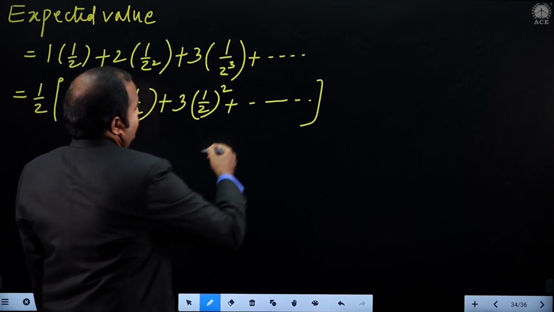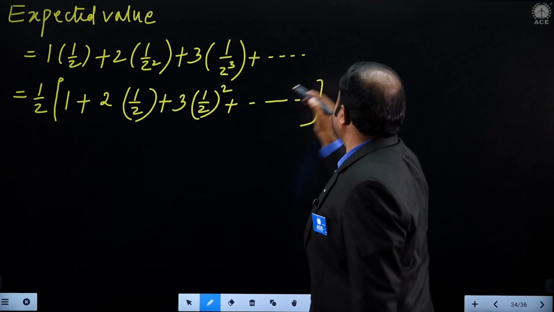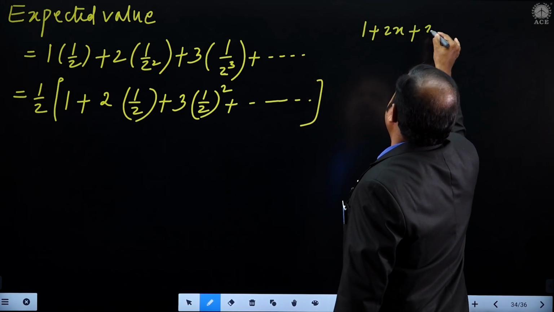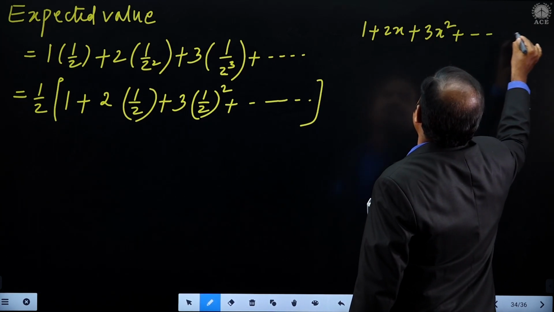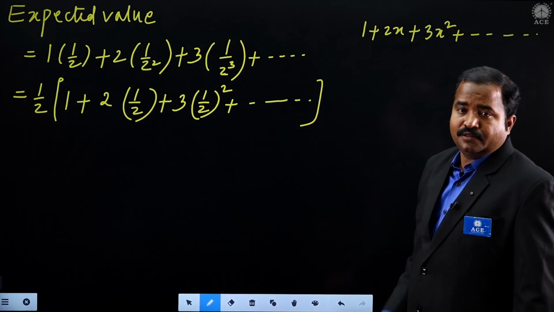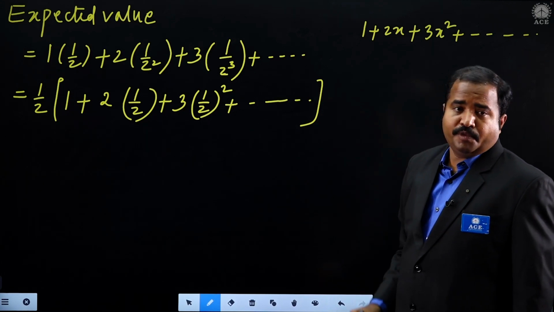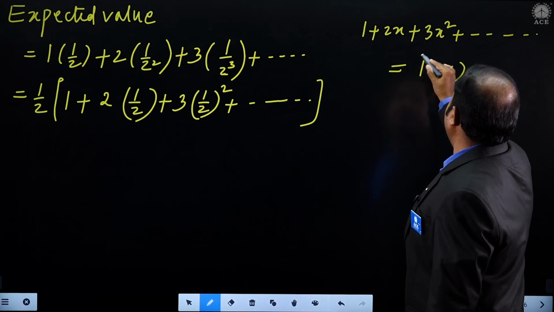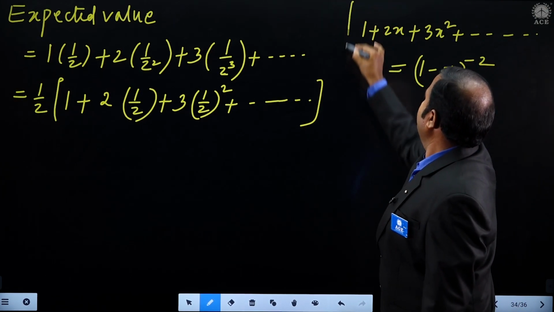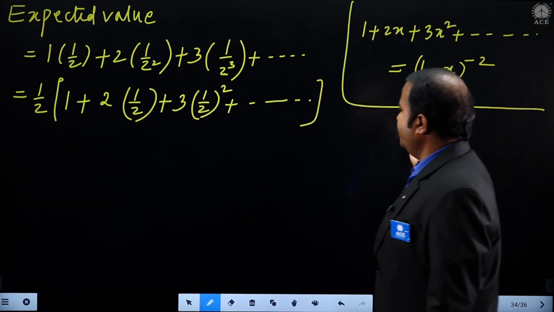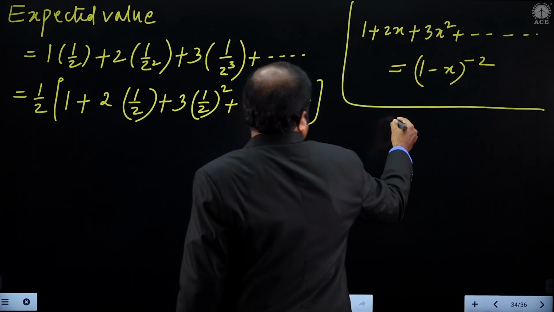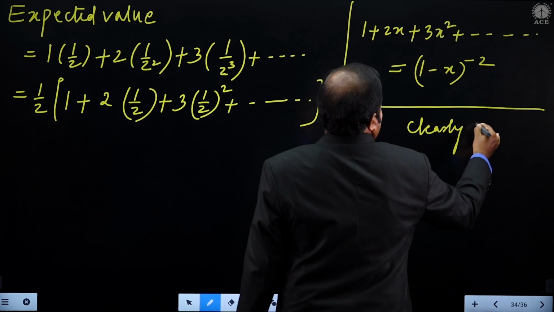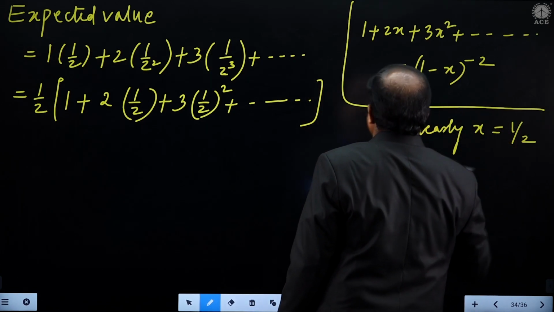So this expression is like 1 plus 2x plus 3x square plus so on. So what is x here? Very clear, 1 by 2. So this is the expansion of what? 1 minus x whole power minus 2. So compare with this expression, very clear, x equal to 1 by 2 only.